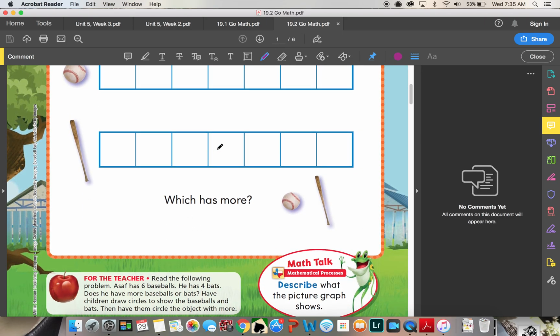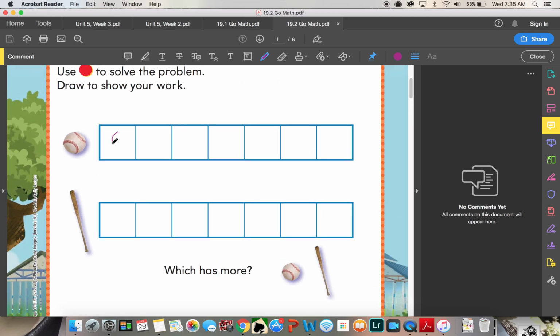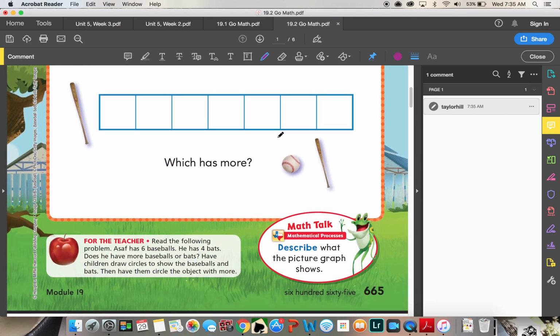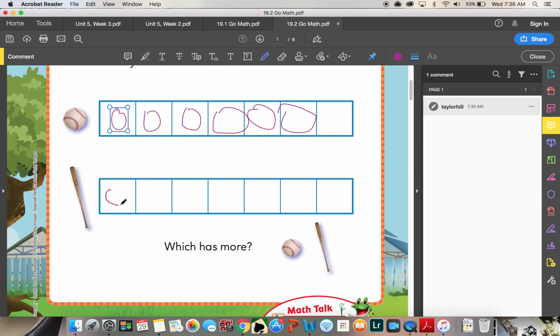He has 6 baseballs. So 1, 2, 3, 4, 5, 6. And he has 4 bats. 1, 2, 3, 4. Which one has more? The baseballs. The baseballs has more. The baseball has 6 versus the bats have 4, so the baseballs are 2 more.